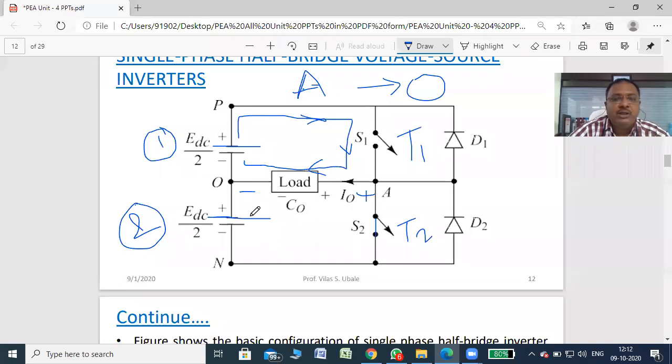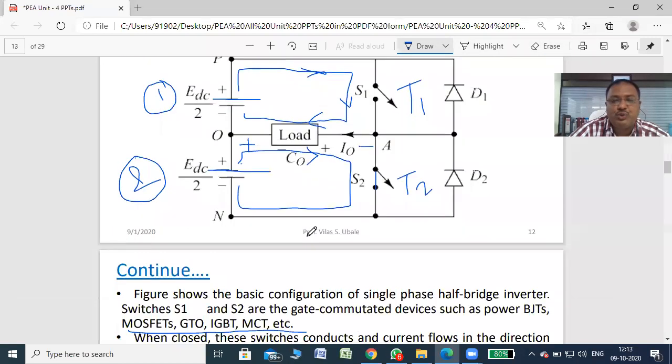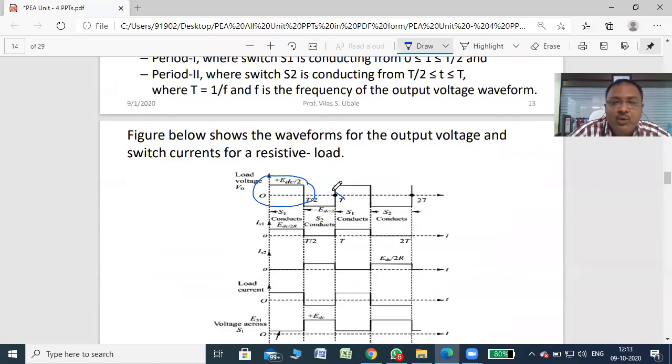So what happens now? The current from this lower battery positive goes to the load, then S2, and back to the negative of the battery. This time the direction of current is reverse. You can see here the current is reverse. It means that O is positive this time with respect to A. A is negative, O is positive, so that you will get a negative half cycle.